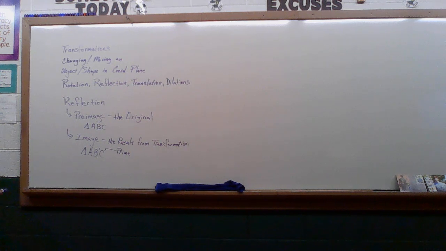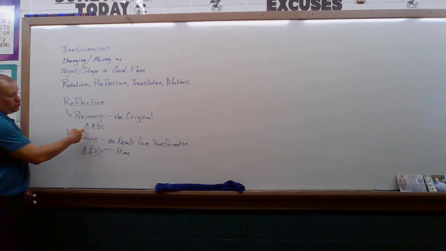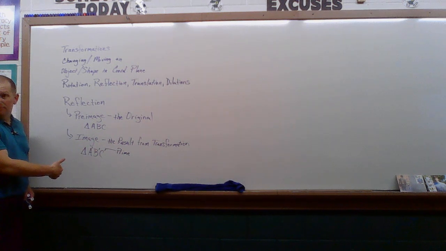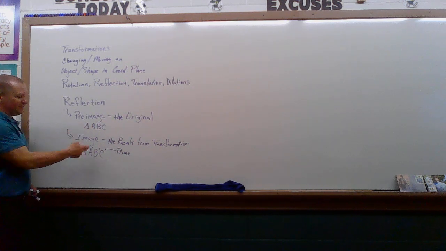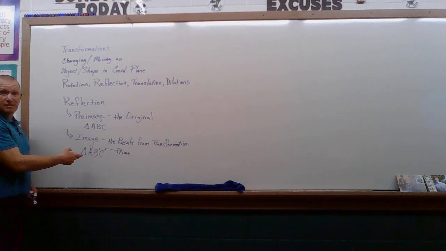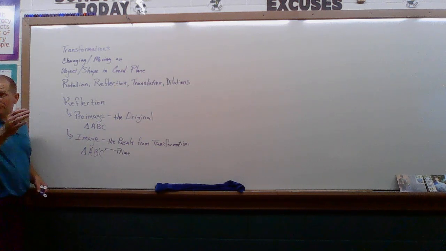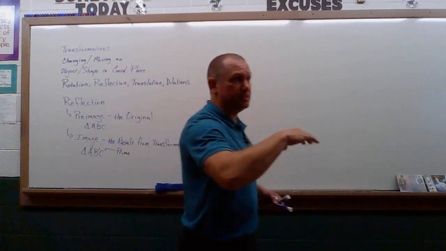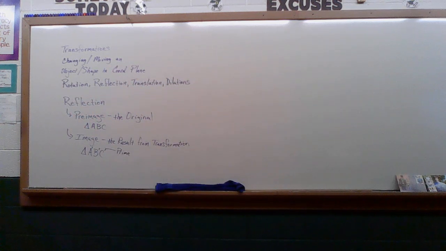So the difference between this is triangle ABC. This is triangle A prime, B prime, and C prime. So I'm still talking about basically the same vertex, but I'm just talking about how I moved it. That makes sense? And that'll happen for the rest of the time that we're talking.